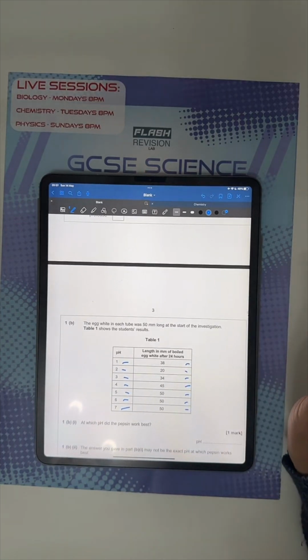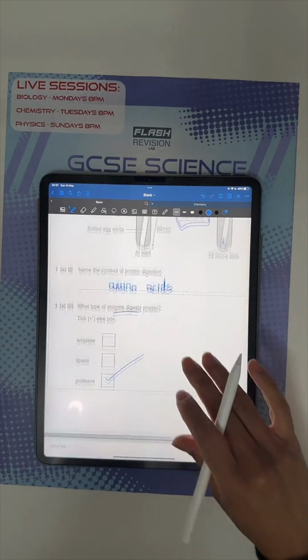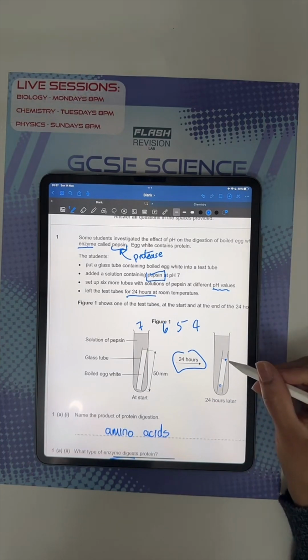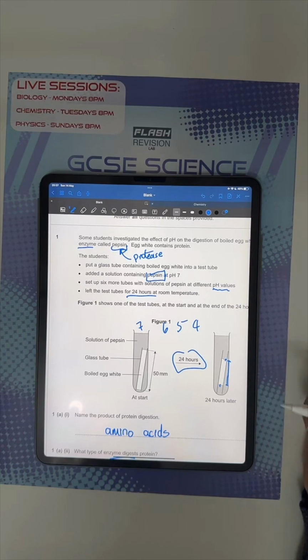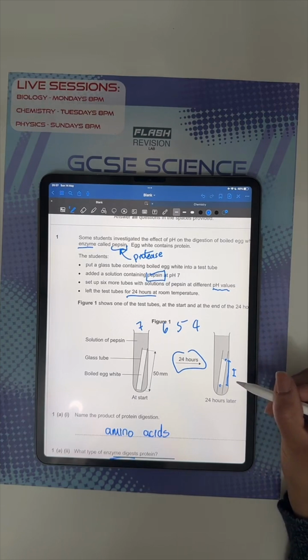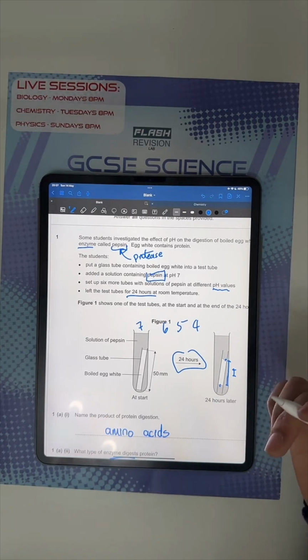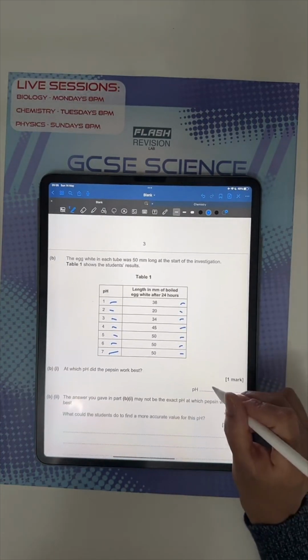People make common mistakes here. People saying 5. 5 is the common mistake people make. It's not 5. It's 2. Because remember what it is, guys. This pepsin is breaking down the boiled egg. So if it breaks it down a lot, what's going to happen? The length of it is going to be really small, isn't it? That means it's worked really well. If the length of it is small, it means the pepsin has worked really well. If the egg stays big, it means it hasn't worked at all. Pepsin's meant to break down the egg. So the answer would be pH 2. I hope that made sense.